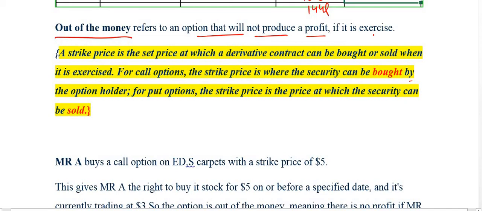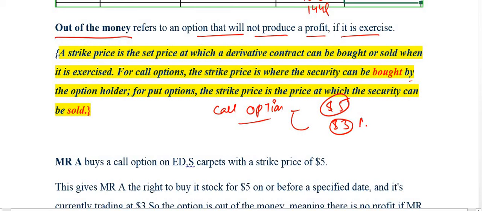So if you purchase, let's say, I have given the example before, you purchase a call option that you will purchase some underlying security at $5. Now when the time comes and that same security is trading at $3, would you go for exercise at $5 or would you just go to the market and pay the market price? So if you see, this option is not profitable for you, because if you exercise at $5 then you will lose $2, because at the market the price is $3. Clear? I hope this is clear. So out of the money means an option that does not produce profit if it is exercised.